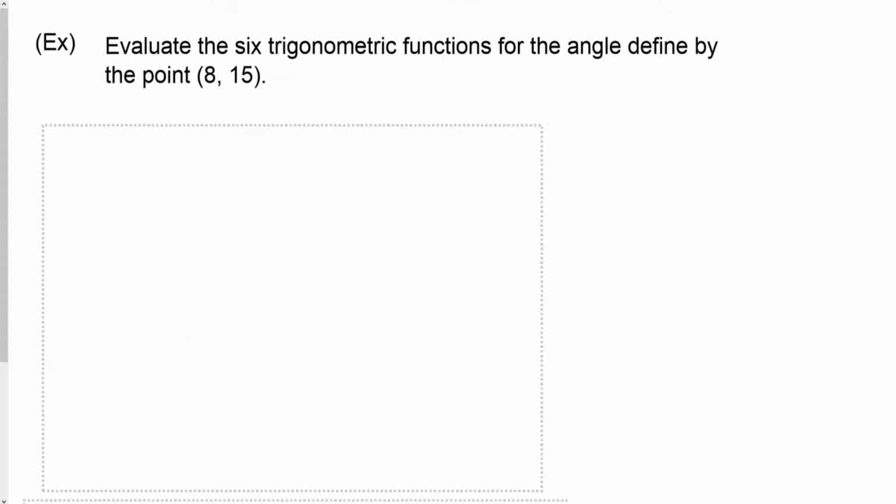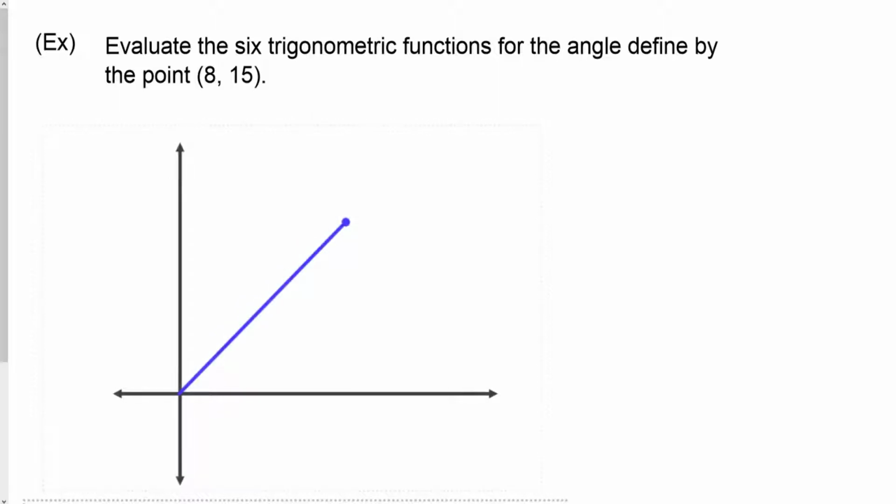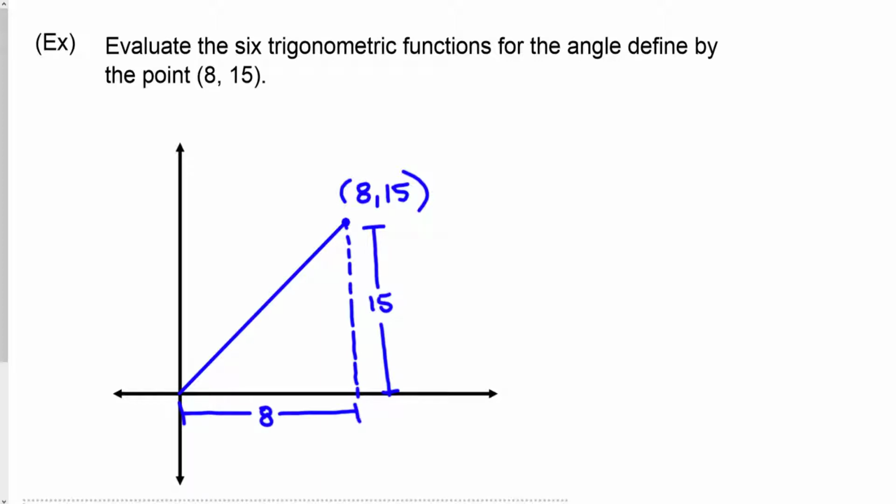Let's see how that's used. Let's evaluate the 6 trigonometric functions for the angle defined by the point (8, 15). All right, so let's say, for instance, this is the point (8, 15), and this is clearly not drawn to scale. So let's see how this works. The distance y is my y coordinate. So the height of this triangle is 15. The width of this triangle is my x coordinate, which is 8.